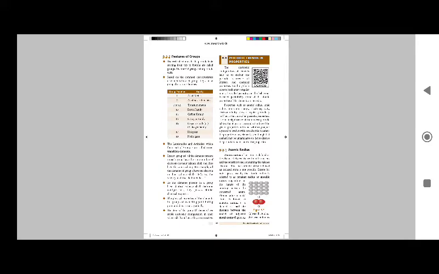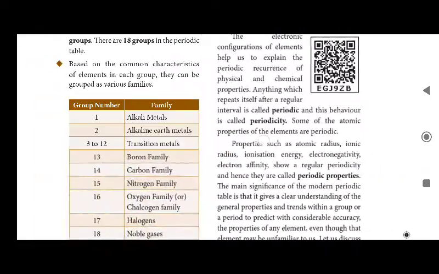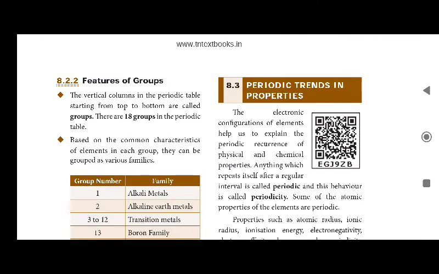Sorry, features of the group. So till now what we saw with respect to the periods. How many periods? 7. How many shortest period? 1. How many short period? 2. How many long period? 2 long periods. And how many longest? 2. The 7th period is actually an incomplete period. 7th is called an incomplete period because still they may discover more.